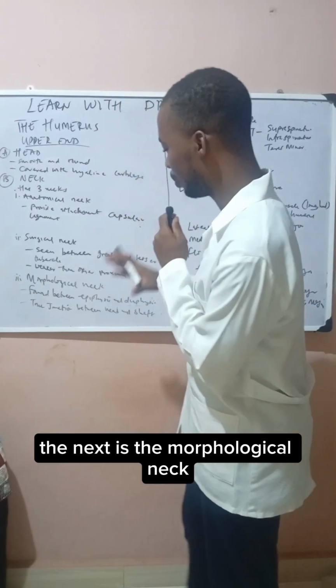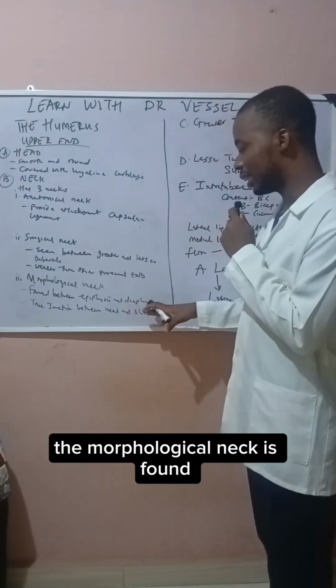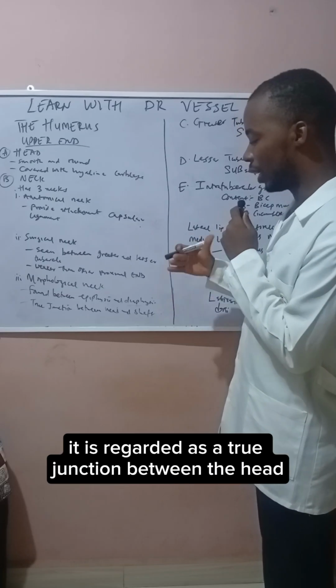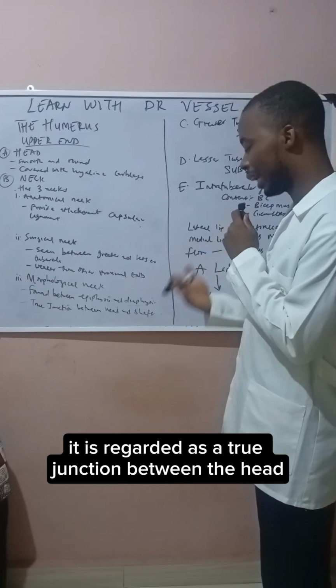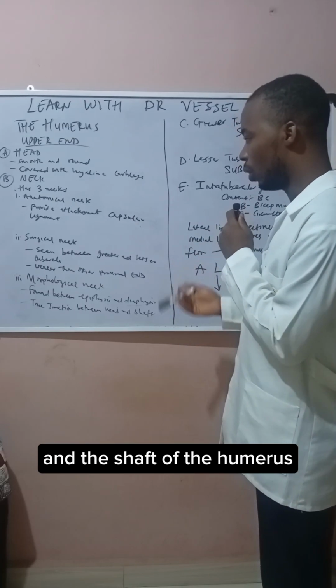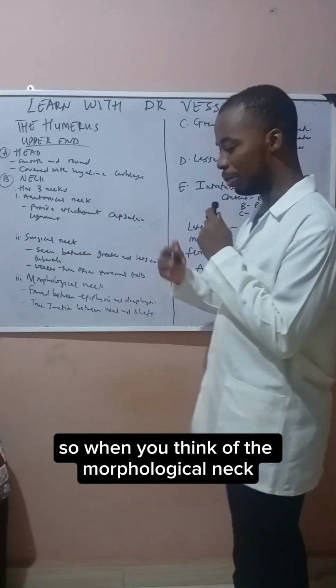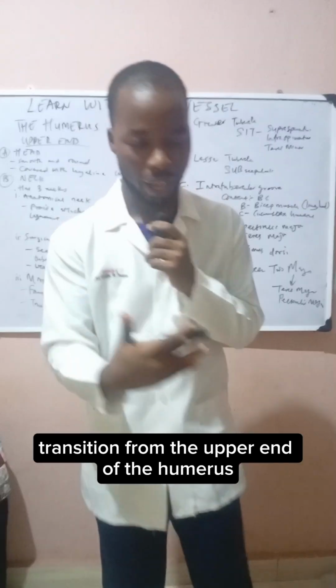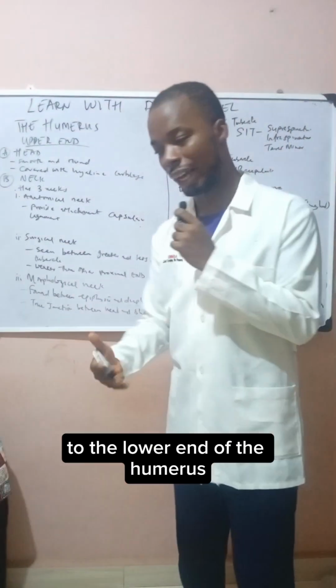The next is the morphological neck. The morphological neck is found between the epiphysis and the diaphysis. It is regarded as a true junction between the head and the shaft of the humerus. So when you think of the morphological neck, you think of transition from the upper end of the humerus to the lower end of the humerus.